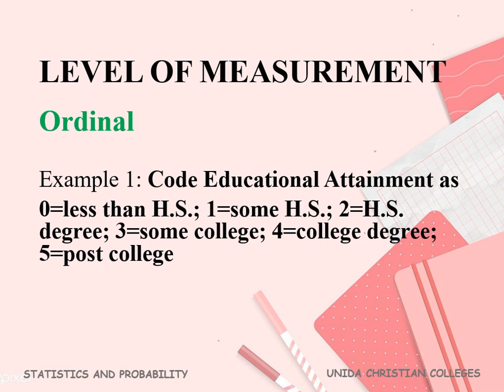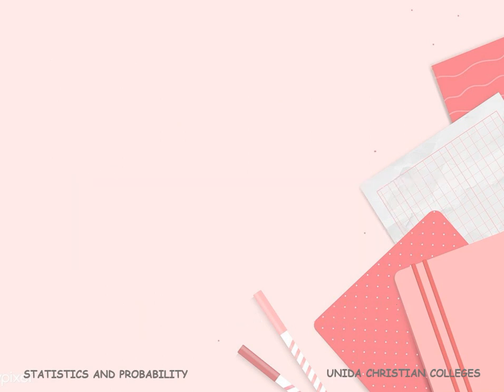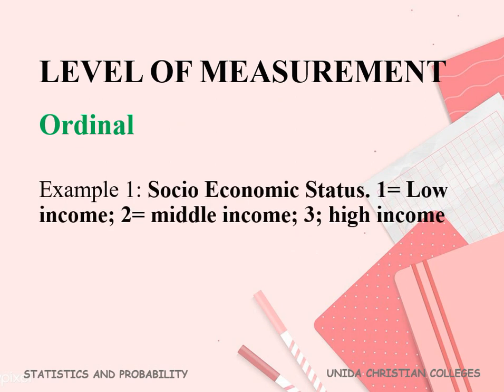Now, we ranked it, right, from 0 to 5. So, it now has a ranking because post-college is higher than less than high school. So, we ranked it, or it now has an order. Is the distance from 0 to 1 the same as from 3 to 4? Of course not. Okay? Their distances from one another have no meaning. Another example is socioeconomic status.